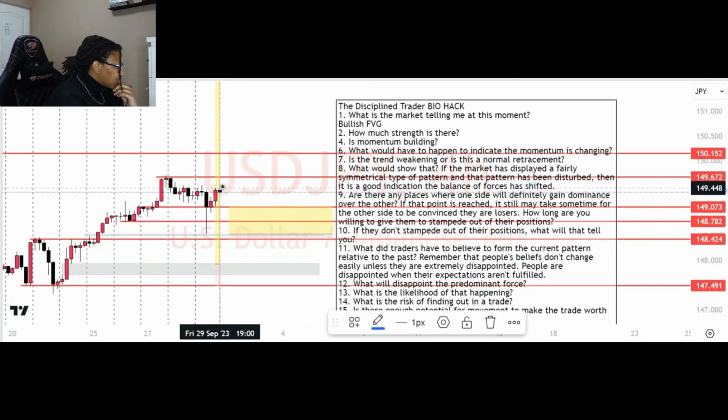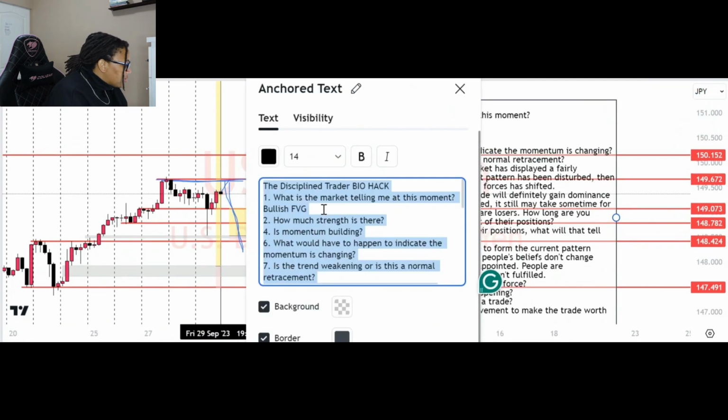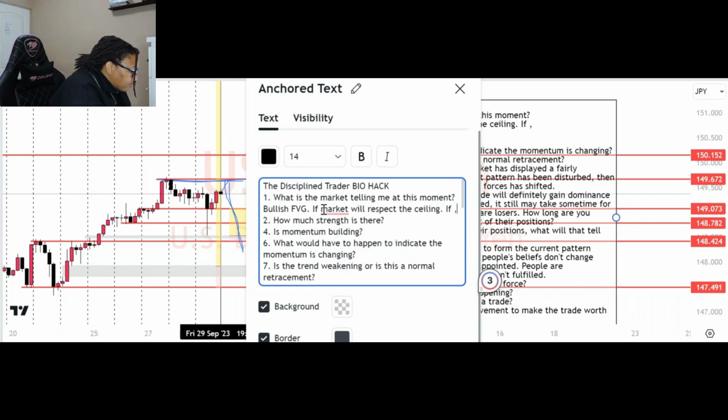If the market doesn't break, it will just come there and then go down, respecting this ceiling up here. Okay, that could happen. So now let me answer this. What is the market telling me at this moment? I'm seeing a bullish fair value gap. I'm also seeing if the market will respect the ceiling. Full stop.